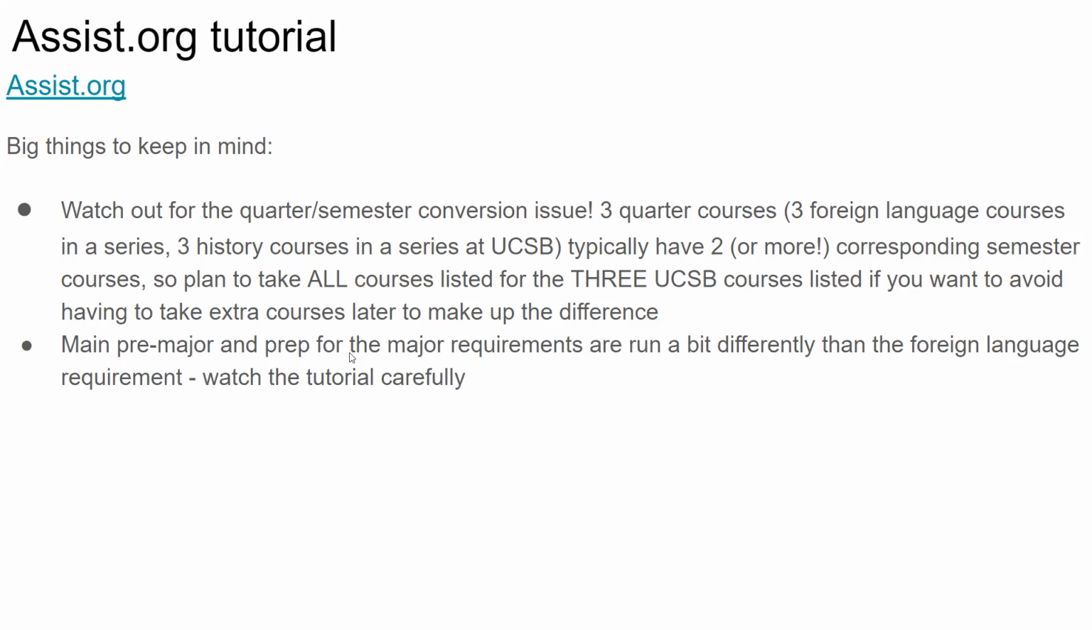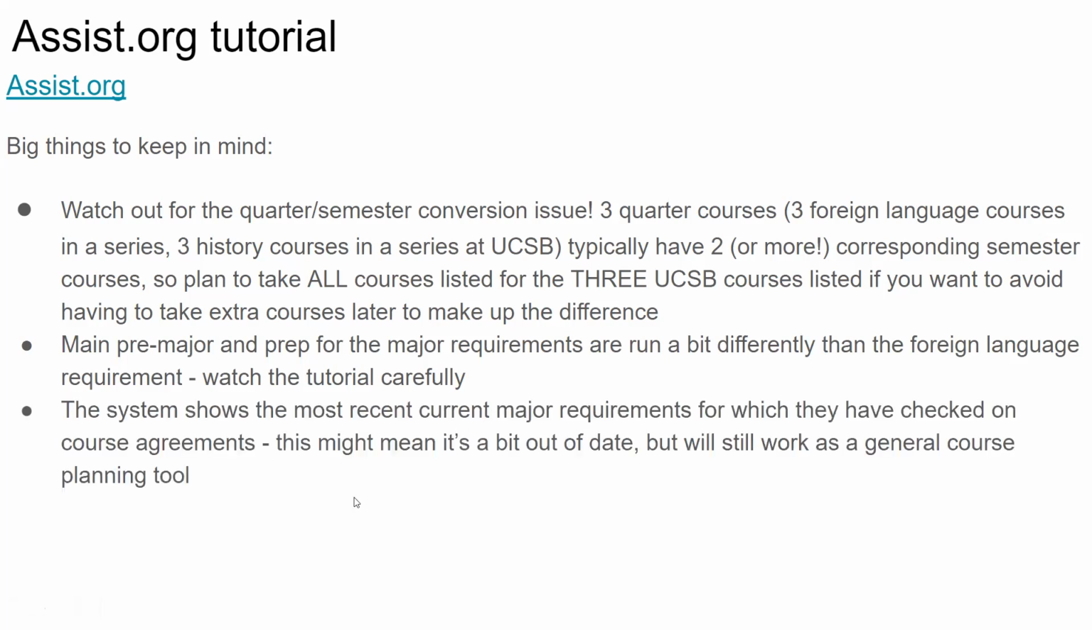The main pre-major and prep for the major requirements are run a bit differently than the foreign language requirement for the global studies major on Assist. Just make sure you watch the tutorial carefully. We'll highlight that. The system also shows the most recent current major requirements for which Assist has actually checked on course agreements. This might not mean it's the exact current year. It might be slightly out of date, but it will still, in most cases, work as a general course planning tool. You can still look at it to get a general idea.